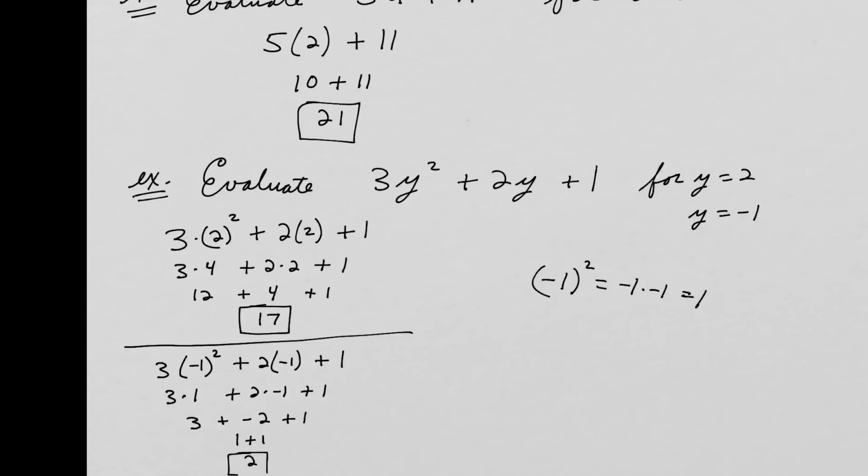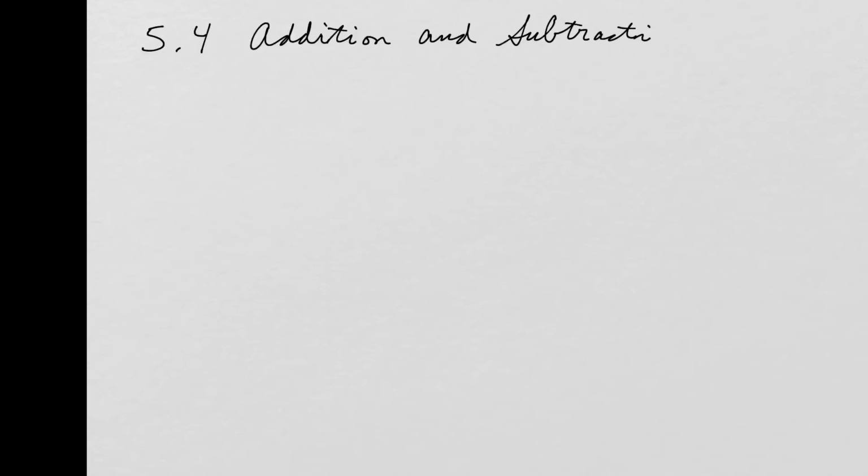Okay, great. Actually, that's it for 5.3. Now I want to talk about 5.4. And 5.4 is on the addition and subtraction of polynomials. And basically, it involves what we just talked about, combining like terms. Okay, so 5.4 is addition and subtraction of polynomials.